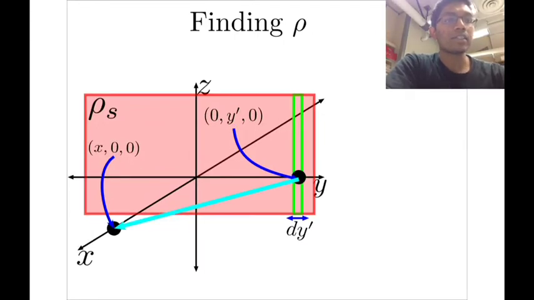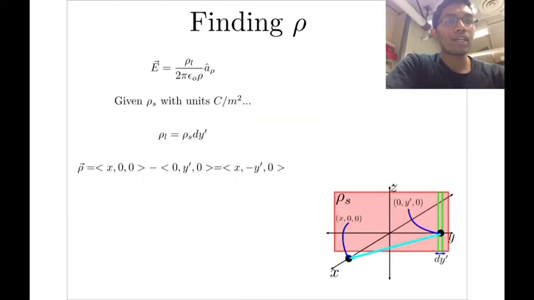And here you can see the direction vector going from 0, y prime, 0 to x, 0, 0. Rho, of course, is just the magnitude of this vector. So here I've summarized that. So we found rho L, and we found the direction vector. Rho is just x minus y prime, 0, and it's just standard Cartesian coordinates here, nothing fancy.